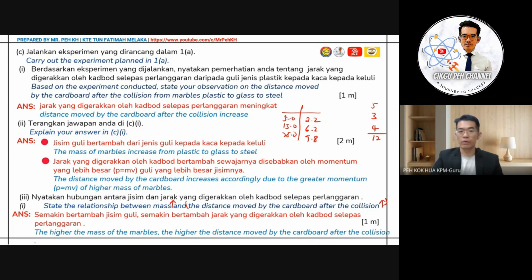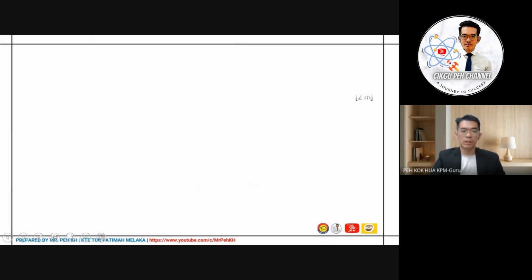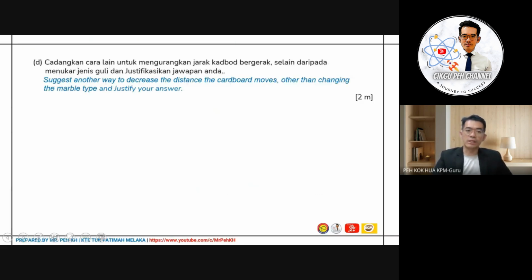Okay, so we are designing for this end of the experiment. So here, suggest another way to increase the distance of the cardboard to move. So that means we have to increase the d. So other than changing the marble type, suggest a way and justify your answer, 2 marks. So suggest the way, 1 mark, and then explain the way you do.